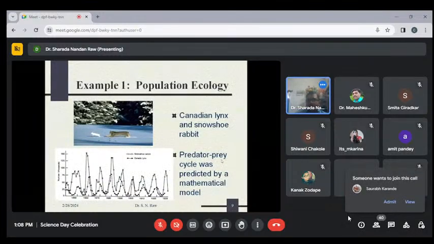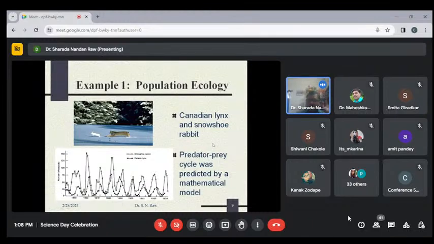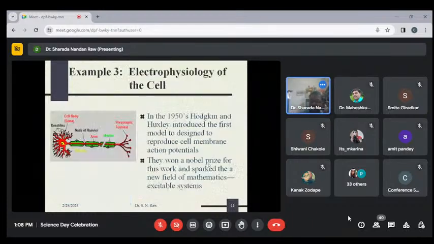So some examples: population ecology, the predator-prey model, can be written in terms of mathematical models. I'm not going into the details of that. I'm just giving these as things that can be, and already are, represented in terms of mathematical models. Then tumor growth: mathematical models have been developed to describe tumor progression and help predict the response to therapy. Mathematical modeling is used to explain what the response to that therapy will be.